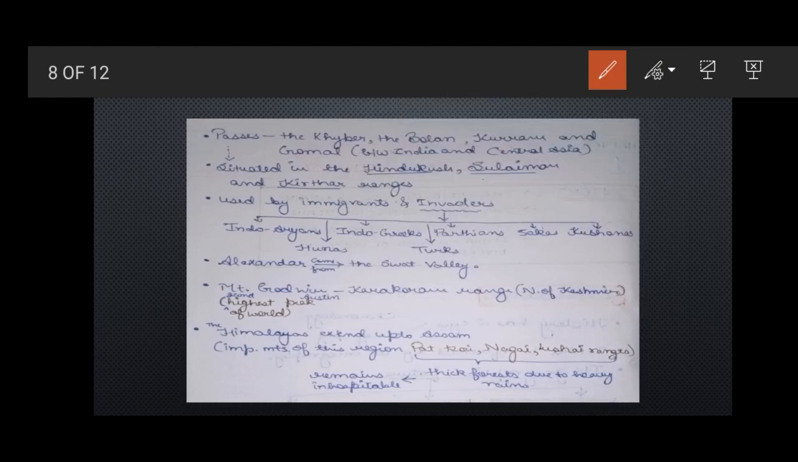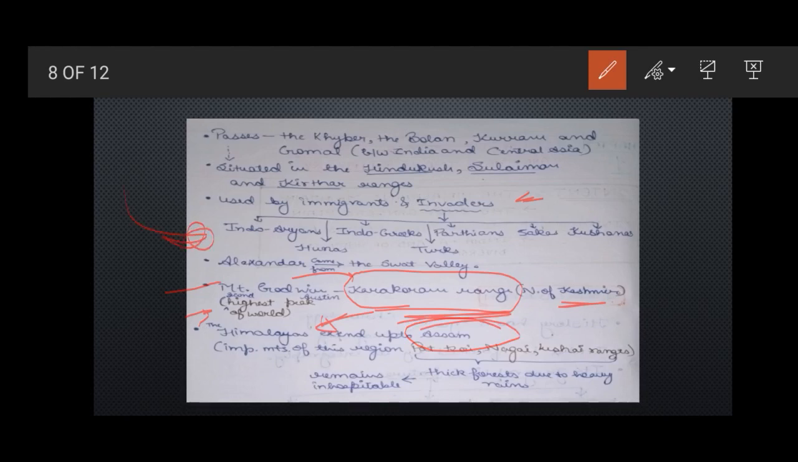Now, these passes are used not only by the invaders but by immigrants too. In the north of Kashmir we can find the Karakoram ranges, and in these ranges Mount Godwin Austen is present, which is considered the second highest peak of the world. Please mark it, it is important that Godwin Austen is present in the Karakoram ranges, which is north of Kashmir, and to the northeast extent, I have earlier told you that the Himalayas extend to the northeast region also.